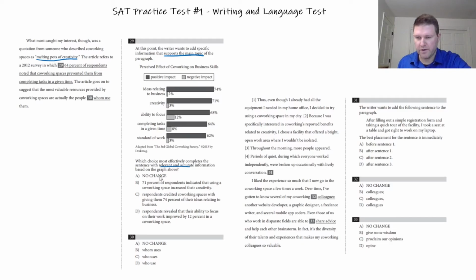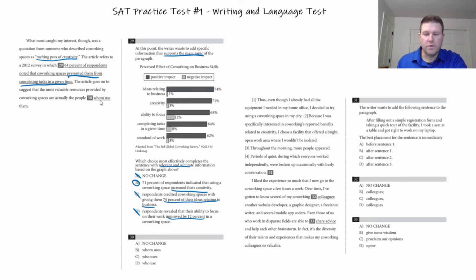So going down here, which choice most effectively completes the sentence with relevant and accurate information based on the graph above? So looking at no change, it says 64% of respondents noted that co-working spaces prevented them from completing tasks in a given time. This isn't talking about creativity. So A is out. And then B, 71% of respondents indicated that using a co-working space increased their creativity. So that's really strong. We'll keep that around. And then looking at C, respondents credited co-working spaces with giving them 74% of their ideas relating to business. Okay, but not really talking about creativity, right? So C is out. Looking at D, respondents revealed that their ability to focus on their work improved by 12%. So again, okay, but not talking about creativity. So D is out, and then B is your answer.